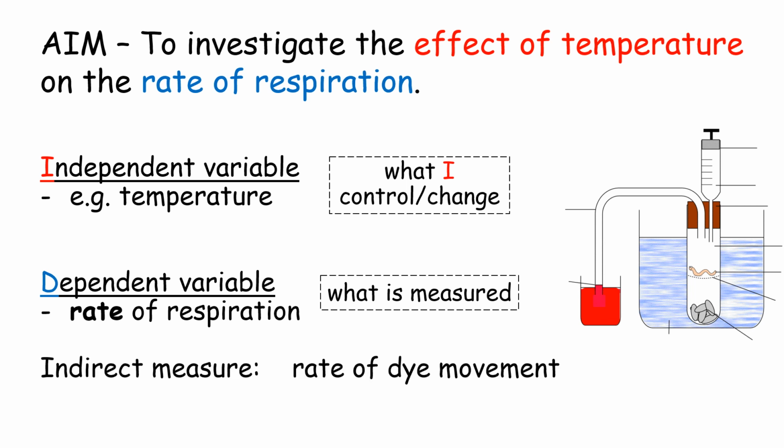Okay, and the indirect measure is the rate of dye movement. You'll never really be asked that. I've not seen that in a long time coming up in a test, an exam or anything. But the problem is lots of people will put that down for the dependent variable when it isn't. Okay, so time or rate of movement or how many metres or centimetres the dye moved, that isn't actually the dependent variable, because that isn't the aim of the investigation. The aim of the investigation isn't to investigate the effect of temperature on how much the dye moved. Okay, it's on the rate of respiration. So I just want to make you aware of that as well.